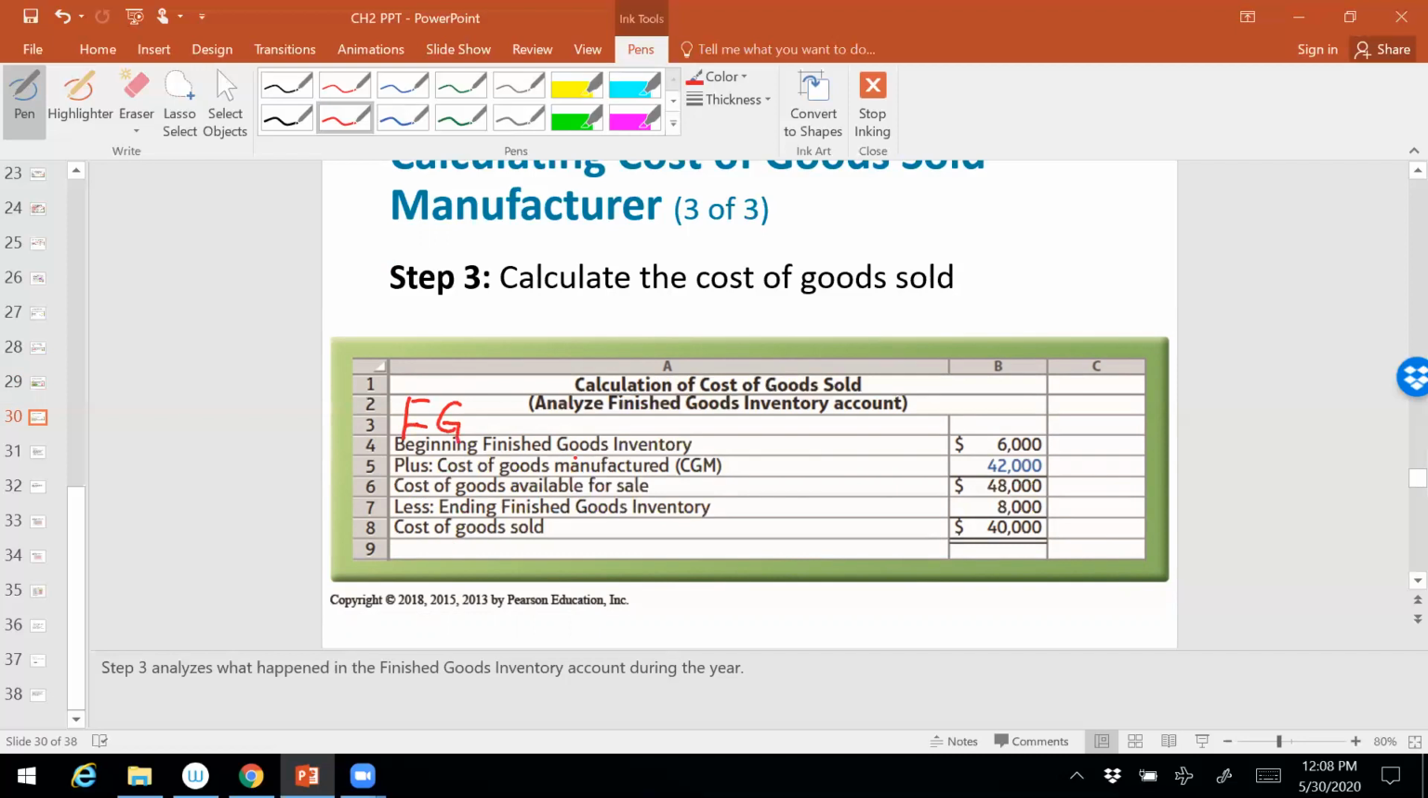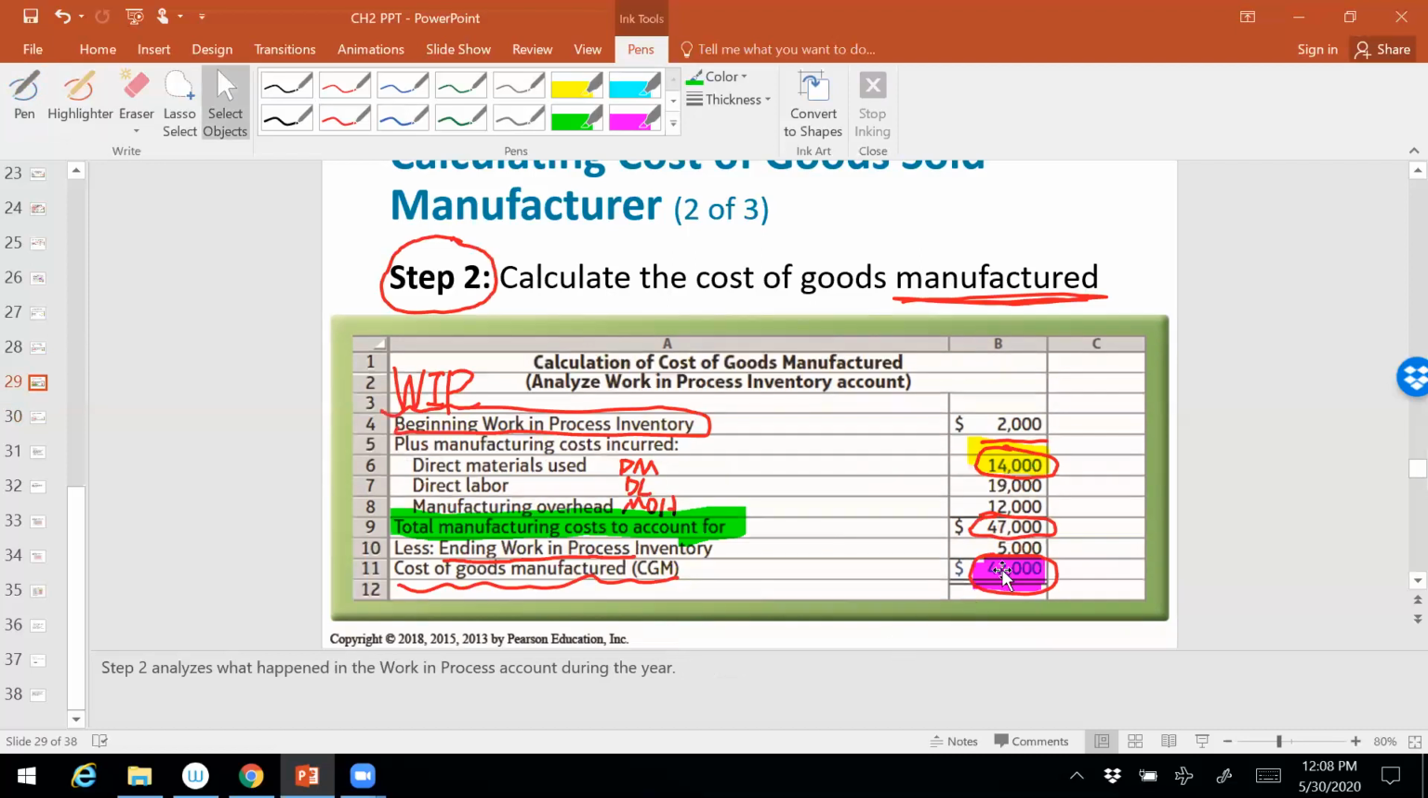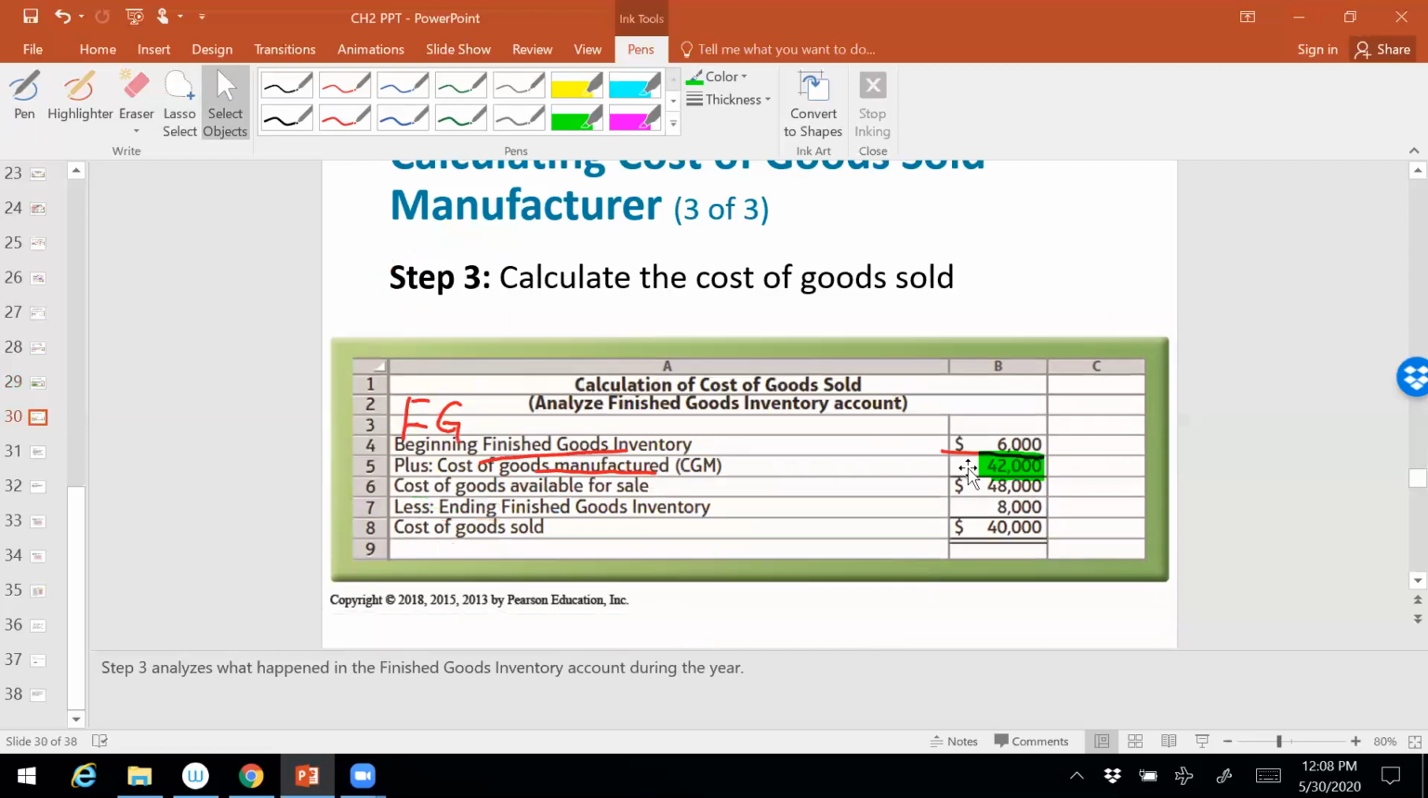At the beginning, we had finished goods of 6,000. We have the manufactured amount. How do you get the number? You tell me one more time. How do you get this 42,000? I'm waiting for your answer. You said, oh, I remember 42,000, right? 42,000 here. Yes, exactly. You calculate the cost of goods manufactured is 42,000.